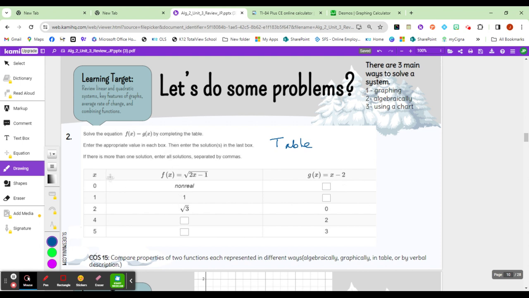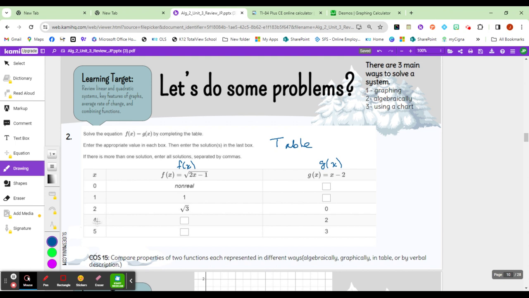So again, these are your x's. This is your f of x, which is like your y1. This is your g of x, which is like your y2. So let's go ahead and fill in the blanks here.